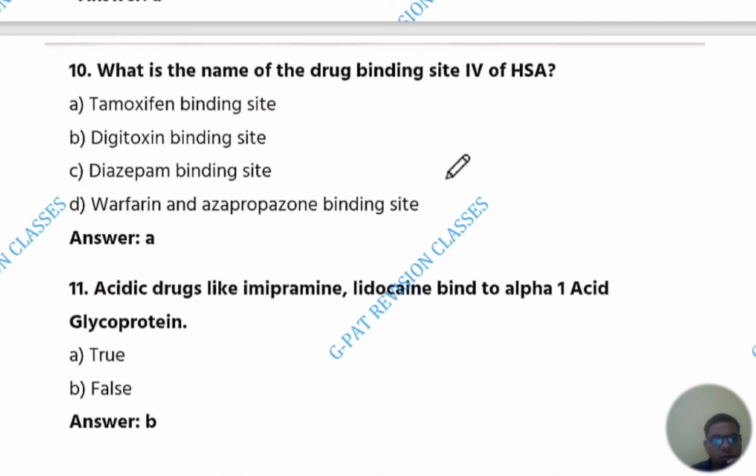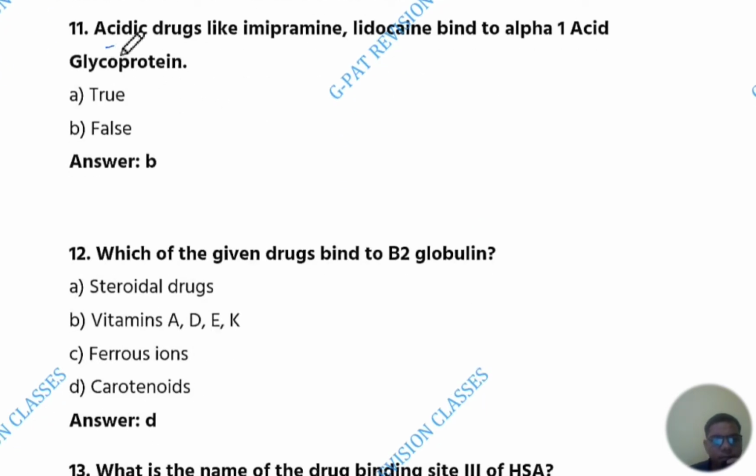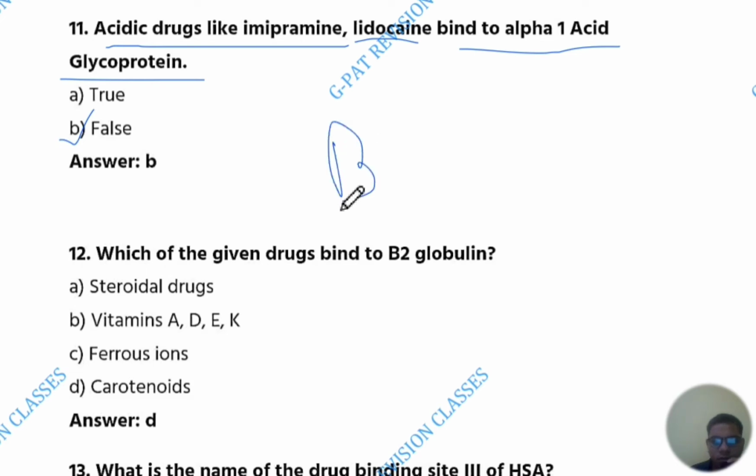Next is question number. What is the name of the drug binding site IV of HSA, human serum albumin? The answer is Tamoxifen binding site. जो binding site है वो कौन सा है? Tamoxifen binding site. The answer is A. Okay. Next is 11 question number. Acidic drug like Imipramine, Lido can bind to alpha 1 acid glycoprotein is false. The answer is B, false.